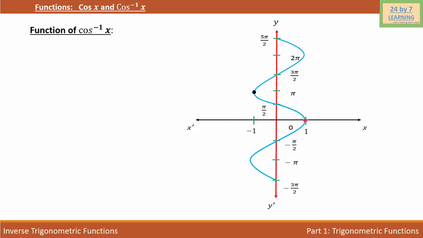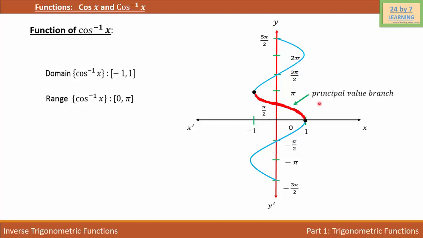Now let's consider the domain and range of this cosine inverse function. So the domain of cosine inverse function is negative 1 to 1, as you can see from here to here, and range is 0 to pi. If we consider only the branch from 0 to pi for cosine inverse x, then this branch of cosine inverse from 0 to pi is known as principal value branch of cosine inverse x.